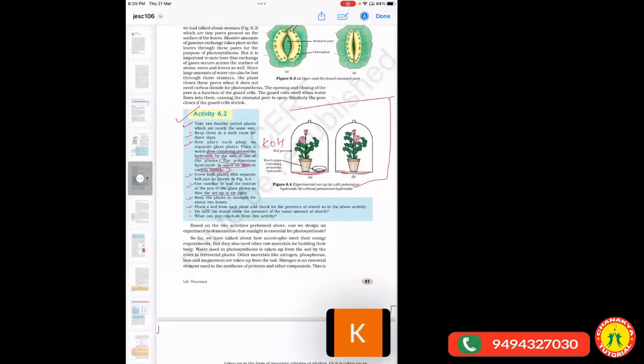The next step, pluck a leaf from each plant and check the presence of starch. So what happened? Does it show the same amount of starch? No. There will be a difference, because in this one the KOH has absorbed the CO2, whereas in this one no absorption was there. So that is what we can conclude from the activity: carbon dioxide is important for the photosynthesis process.